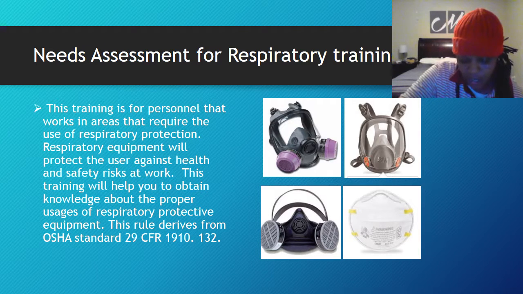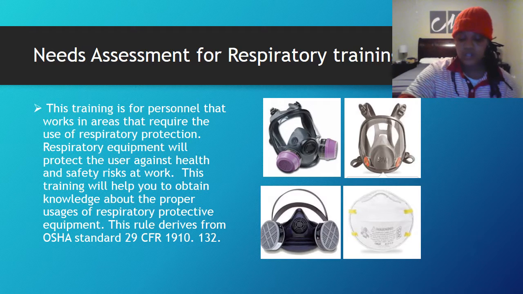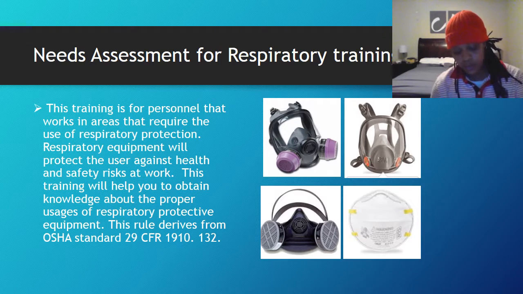This training is for personnel that works in areas that require the use of respiratory protection. Respiratory equipment will protect the user against health and safety risks at work. This training will help you to obtain knowledge about the proper usages of respiratory protective equipment. This rule derives from OSHA Standard 29 CFR 1910.132, intended for all employees that are working in areas where toxins are released in the air and may become hazardous to one's health.